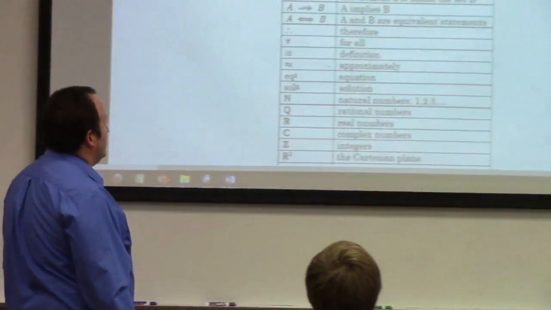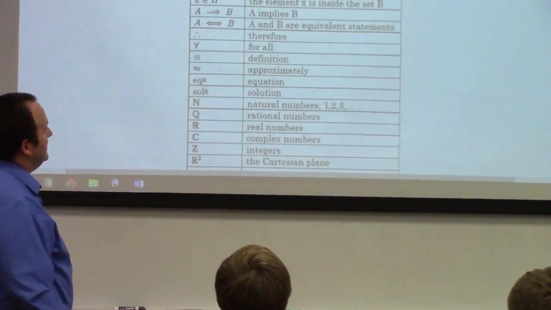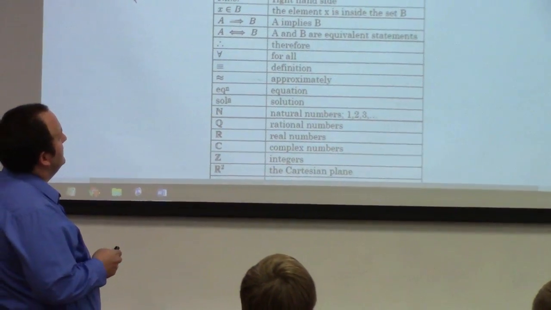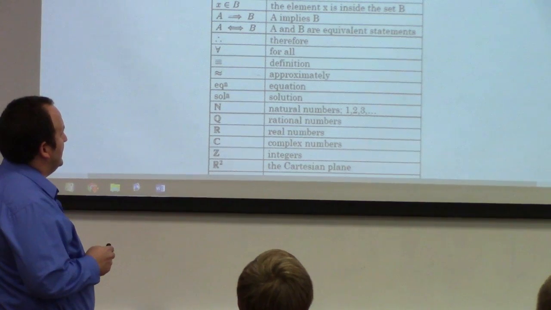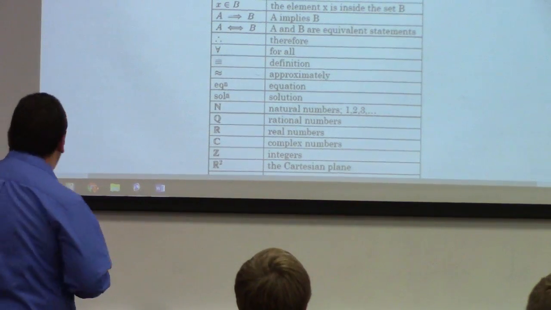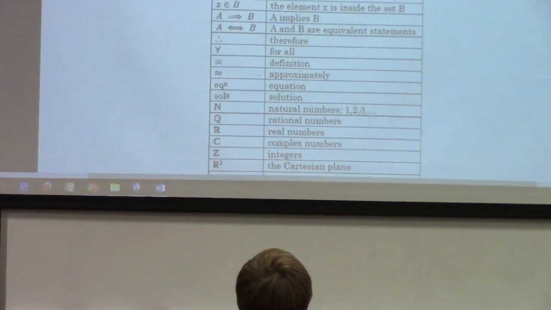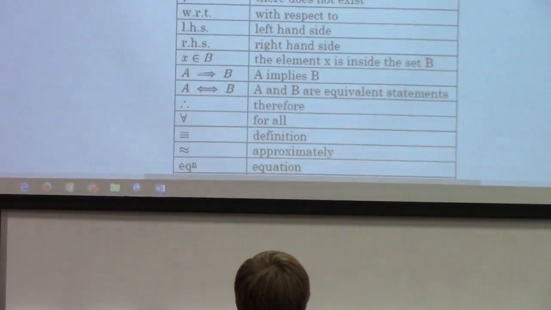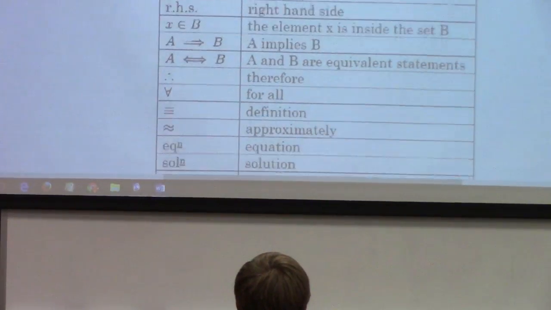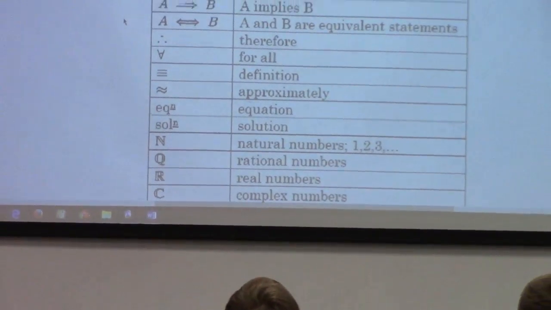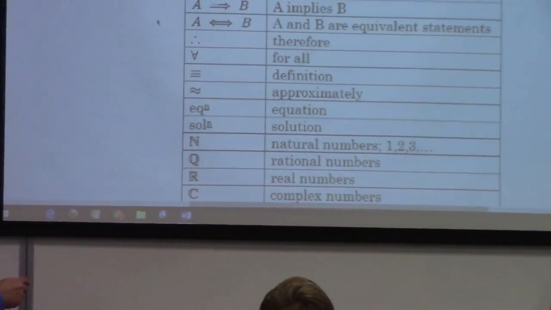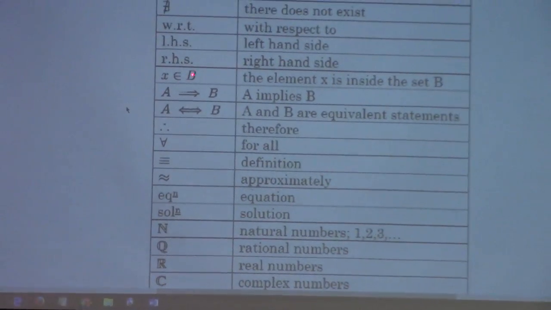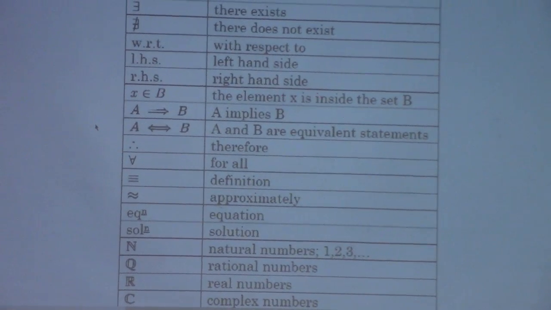All right, so language becomes more important at this point. So there are some abbreviations I'd like to use with meaning. These are at the start of my notes. This backwards E means there exists. If you put a slash through it, it means there does not exist. I sometimes use this as with respect to, left-hand side, right-hand side, pretty self-explanatory.